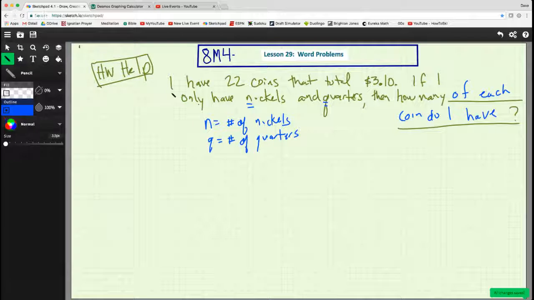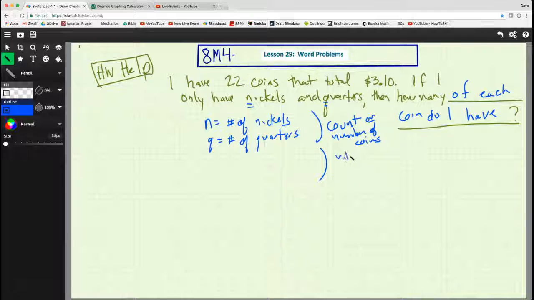Now think about what we did on the last one. We have this idea where we have a number. So this is my count, or number, of coins. Now we have to have another thing that says the cost or the value of coins.